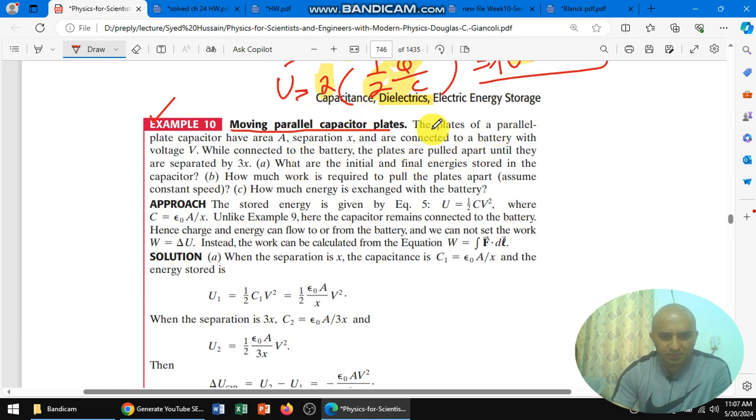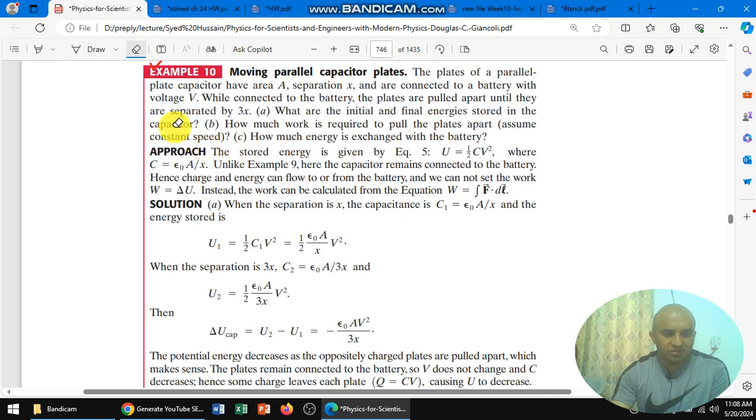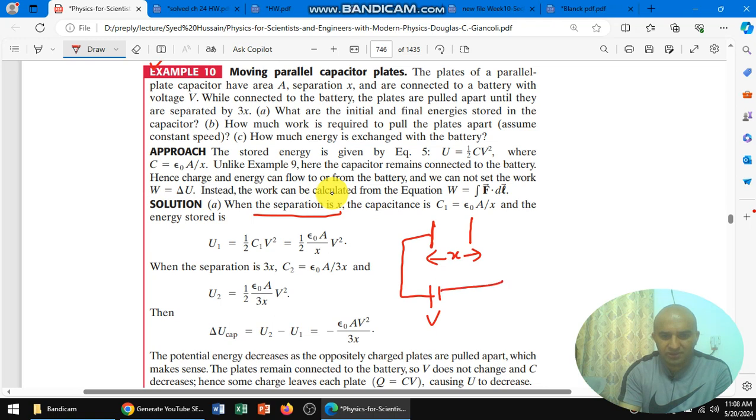The plates of a parallel plate capacitor have area A and separation x, and are connected to a battery with voltage V. While connected to the battery, the plates are pulled apart until the separation becomes 3x. We have to find the initial and final energy stored on the capacitor. Initially, the separation between the plates is x, and we connect the battery with voltage V.